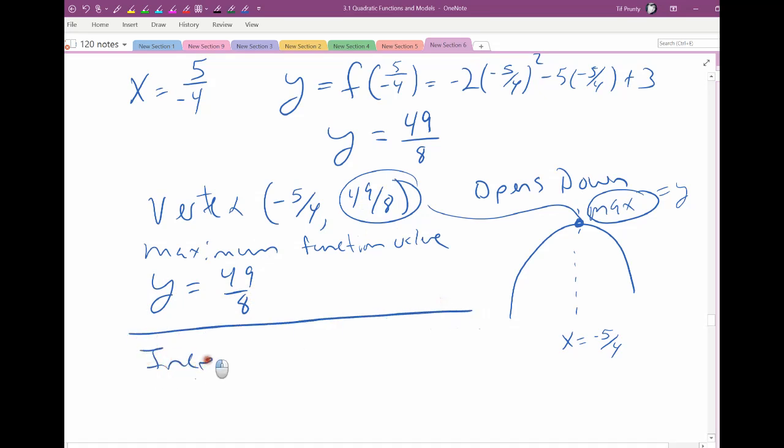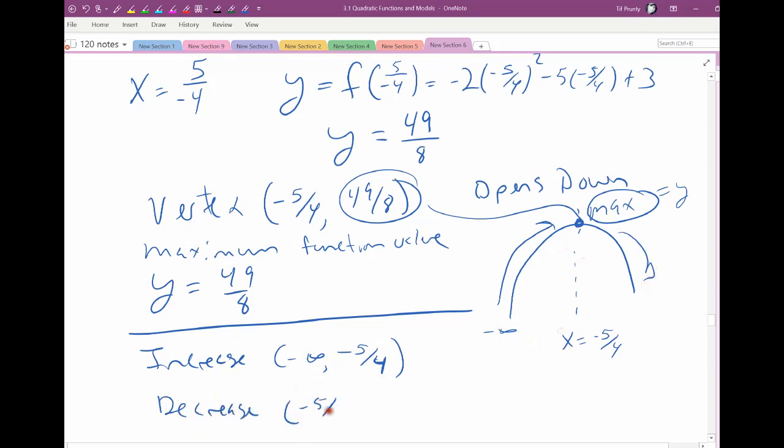Now, increasing and decreasing. That's why I think it's helpful to have the axis of symmetry at that negative 5 fourths, which is where it switches. So on one side of my axis of symmetry it's increasing, on the other side it's decreasing. It increases on this side, so from negative infinity to negative 5 fourths is where it's increasing. It decreases on the other side, from negative 5 fourths to infinity. Again, you don't include the 5 fourths, that's where it's switching directions. So where it's increasing and decreasing are on each side of my vertex point using the x value.